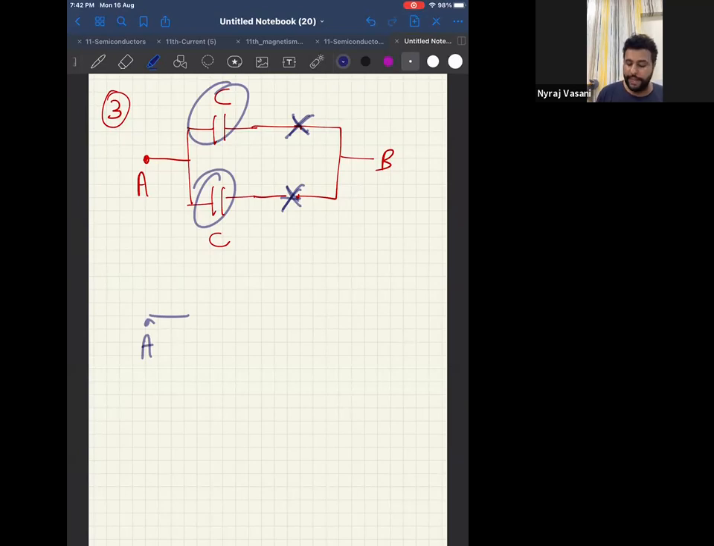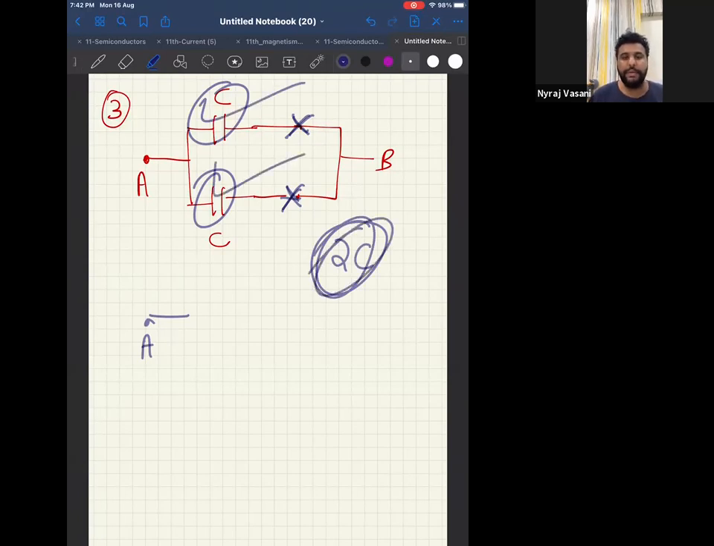And if two capacitors are in parallel, can I say the equivalent capacitance will be 2C, because it becomes C plus C, which equals 2C? Therefore, the answer for question number 3 is B. Make a note.